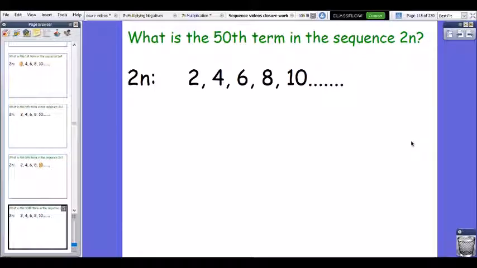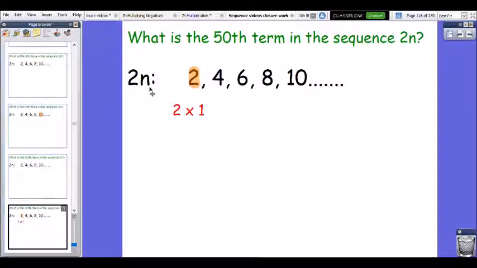Alright, but what if I asked you, what is the 50th term in the sequence 2n? Well, there's a few ways we could do this. One way I certainly would not do this is list my 2 times tables until I reach 50. That's going to take me a very long time. It's time consuming. It's not an efficient way of solving that problem. So let's think, is there a quicker way to do it?